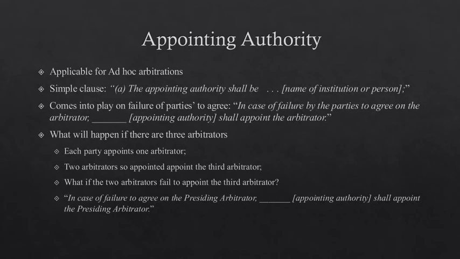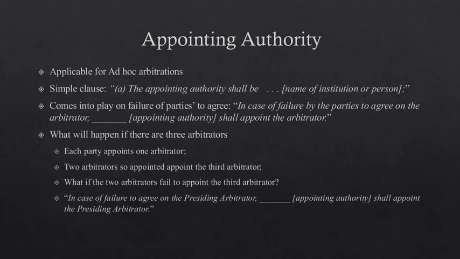If the parties decide to go for a three-member tribunal, each party generally appoints an arbitrator, and the two arbitrators so appointed appoint the third arbitrator. They generally do so, but there could be a situation where they are not able to agree on the presiding arbitrator. To address this situation, you may state in the arbitration clause, in case of failure to agree on the presiding arbitrator, dash shall appoint the presiding arbitrator. And you could fill in the appropriate appointing authority that you and the counterparty may agree.